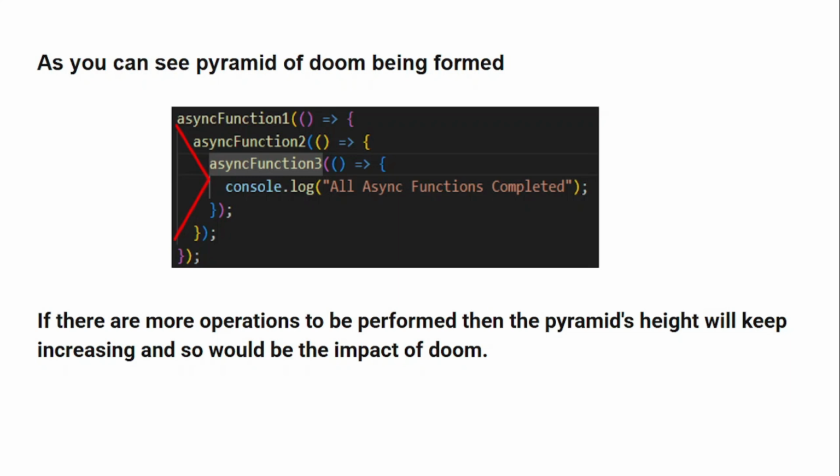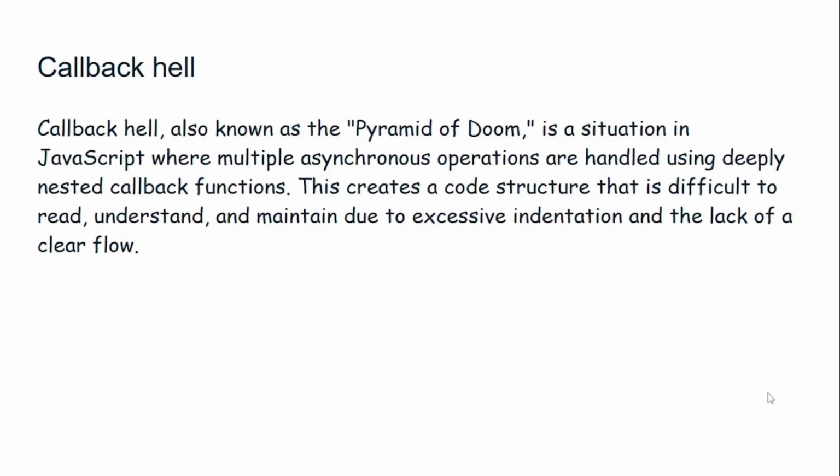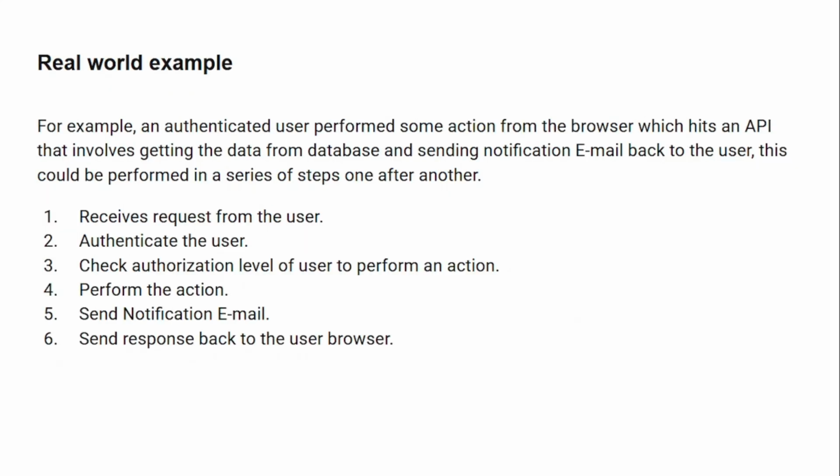Okay, see, if there are more operations to be performed, then the pyramid's height will keep increasing, and so would be the impact of doom. Callback hell, also known as the pyramid of doom, is a situation in JavaScript where multiple asynchronous operations are handled using deeply nested callback functions. This creates a code structure that is difficult to read, understand, and maintain due to excessive indentation and the lack of a clear flow. Real world example.